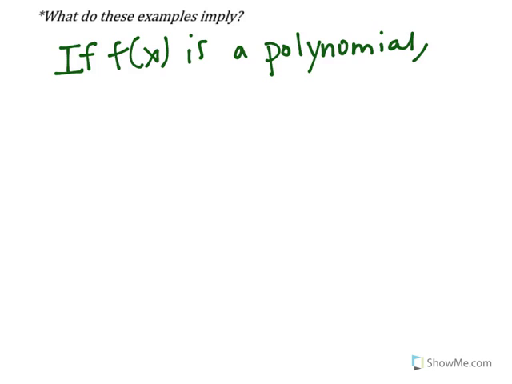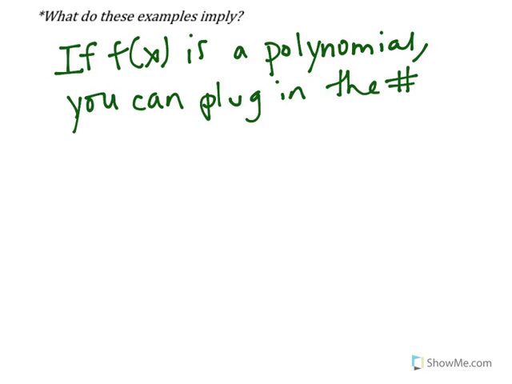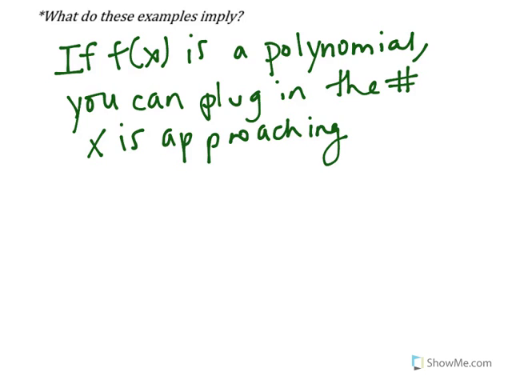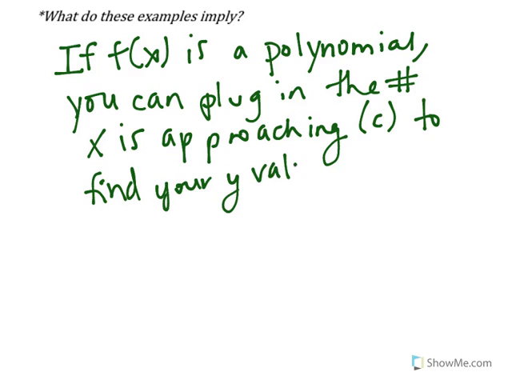If the function is a polynomial, you can simply plug in the number x is approaching, and that value c, remember x approaches c, to find your y value. So for both of those examples, we simply could have just plugged in our c value into our function. So for the first one, we could have plugged in, I believe it was 3. For our next one, we could have plugged in negative 2, and that would have given us our answer.